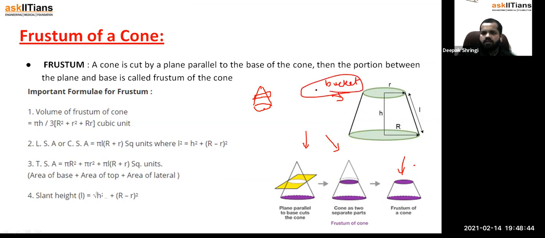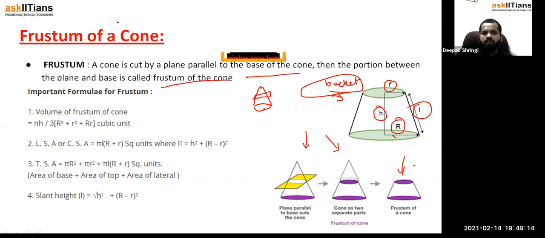So frustum, a cone was there. That cone was having only one radius. Now, if you have removed the upper smaller cone, two radii will be there: a smaller radius and a bigger radius. H is the height of the frustum and L is your slant height. So the definition: if a cone is cut by a plane parallel to the base of the cone, then the portion between the plane and the base is called the frustum of a cone.